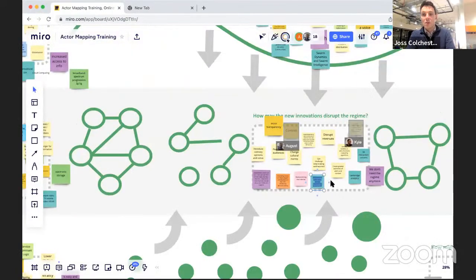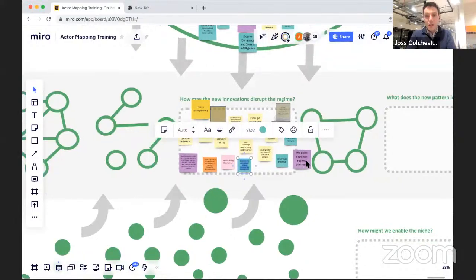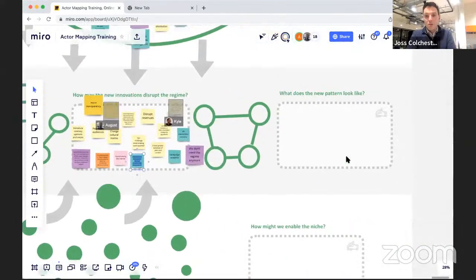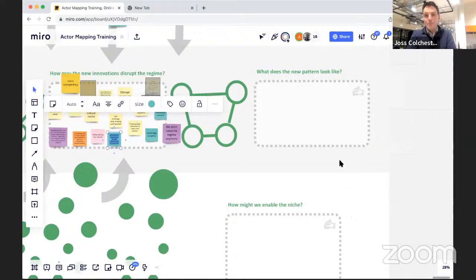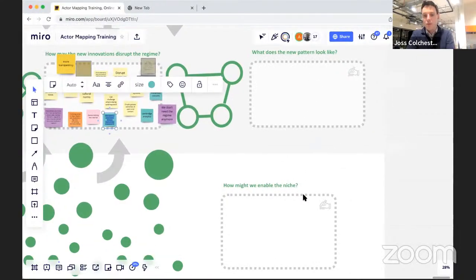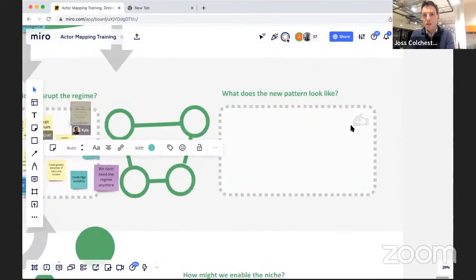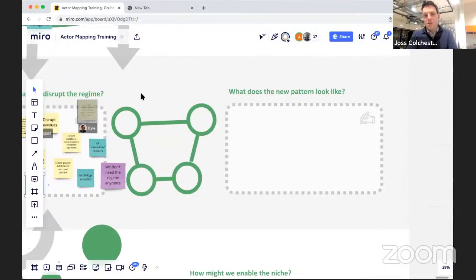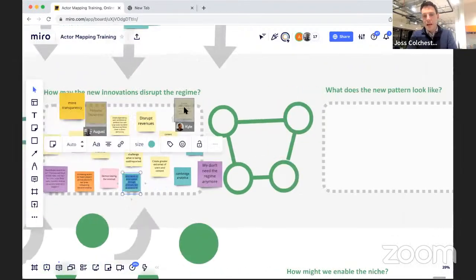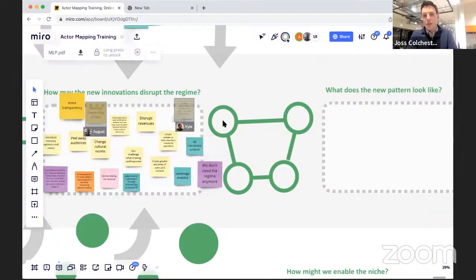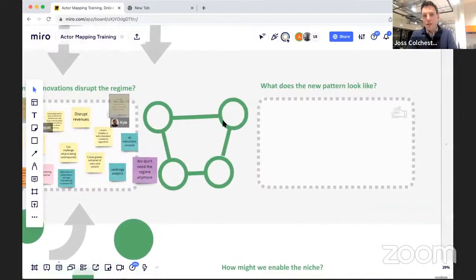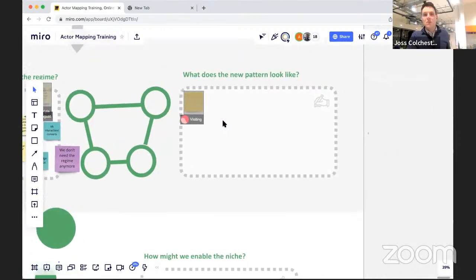Okay. So we're coming close to time here. Let's take a quick look. We've got two more boxes here. Let's just take this top one up here. So the bottom one is about how we may foster and enable these new niches, but let's just jump into this one as our last one. What do we think this new pattern might look like? What could be the system if this really came to pass? What could come out of it if these managed to disrupt the establishment? Let's take just two minutes to do that.